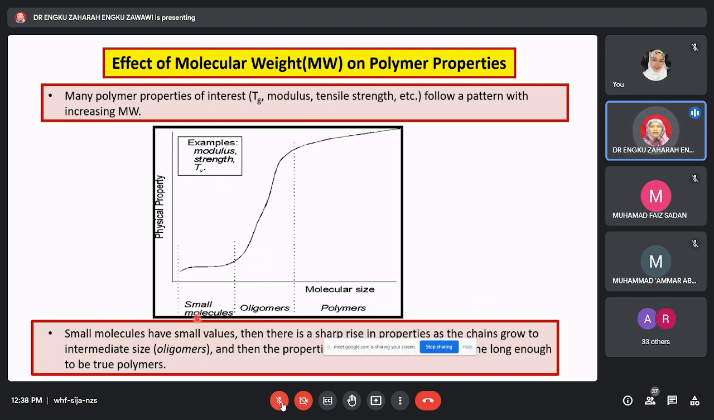So small molecule, kalau kategori oligomer, molecular size the polymer. So the physical properties dia adalah meningkat. Small molecules have small values. Then there is a sharp rise in the properties as the chain grows to intermediate size, iaitu oligomer, and then the properties level off as the chain becomes long enough to be a true polymer. So dia dah jadi polymer.